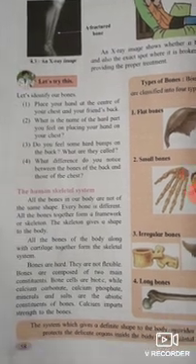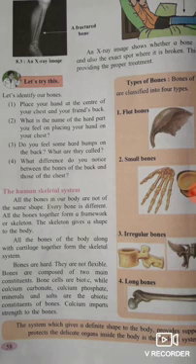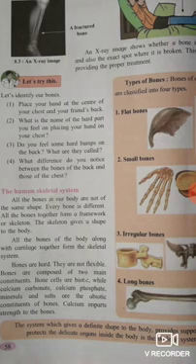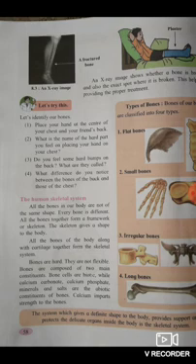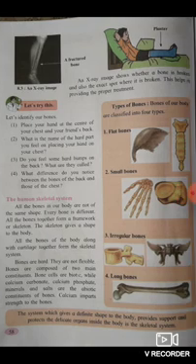Now let us identify your bones. Place your hand at the center of your chest and on your friend's back. What is the name of the hard part you feel on placing your hand on your chest? Do you feel some hard bumps on the back, and what are they called? What differences do you notice between the bones of the back and those of the chest? That means there are various types of bones, and here are given 4 types of bones.